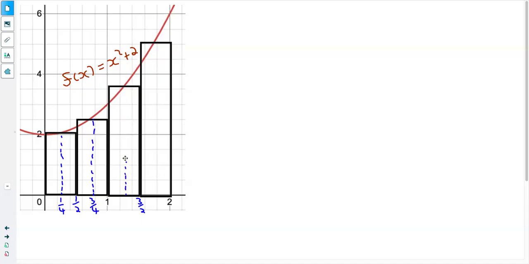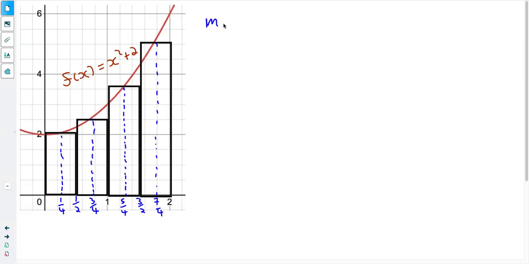Halfway between 1 and 3/2 would be 5/4. And halfway between 3/2 and 2 is 7/4. Now, just like the last ones, these ones have a width of 1/2.